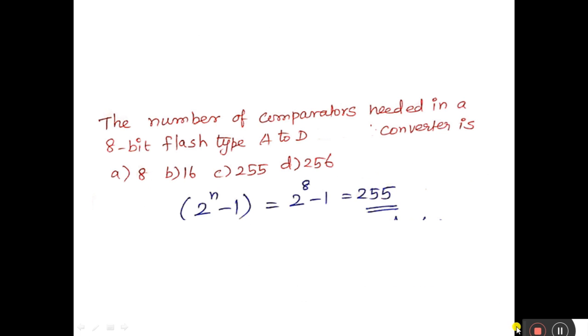Next question. This basic question is frequently asked in government examinations. The number of comparators needed in an 8-bit flash type A to D converter. There is a very simple formula for the flash type A to D converter. The number of comparators is 2 power n minus 1. So n is given as 8, 2 power 8 minus 1, that is 255. So option C is correct.